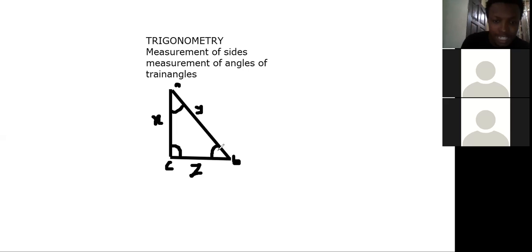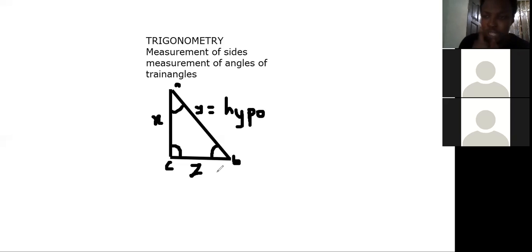Now when we talk of the right angle, this is the right angle. And so this side is opposite to this right angle. So this side becomes a hypotenuse. So y here is our hypotenuse. We can just simply write hypo. And as you realize, the hypo is the longest side.